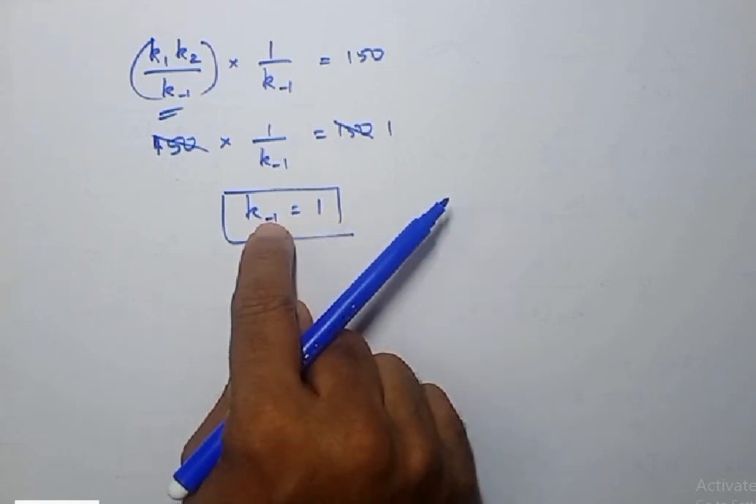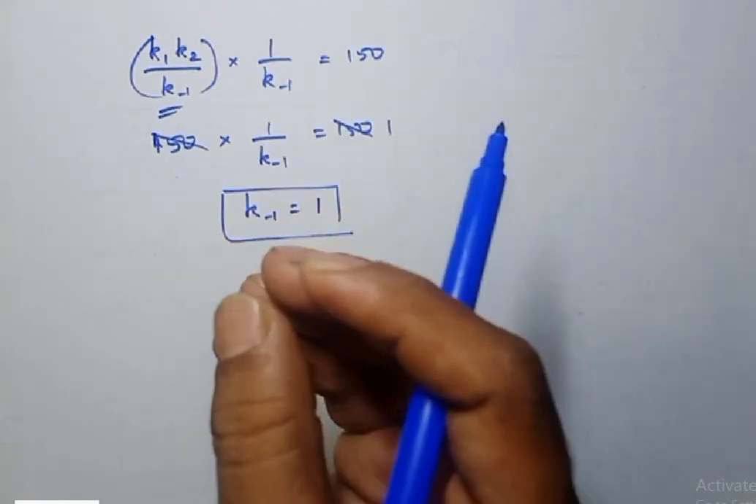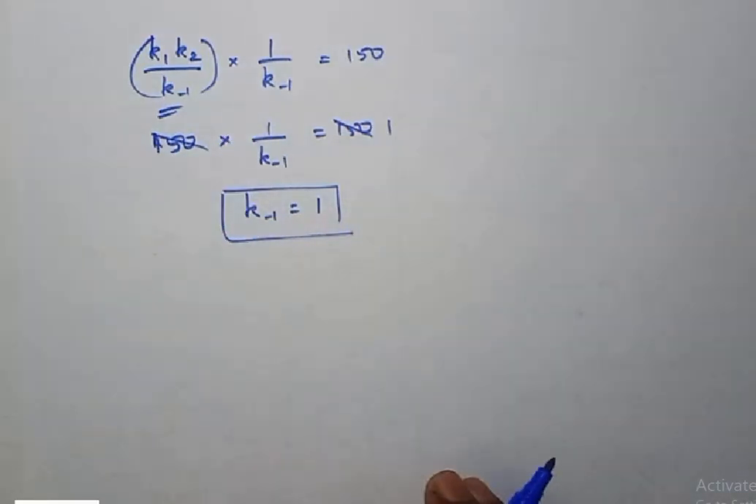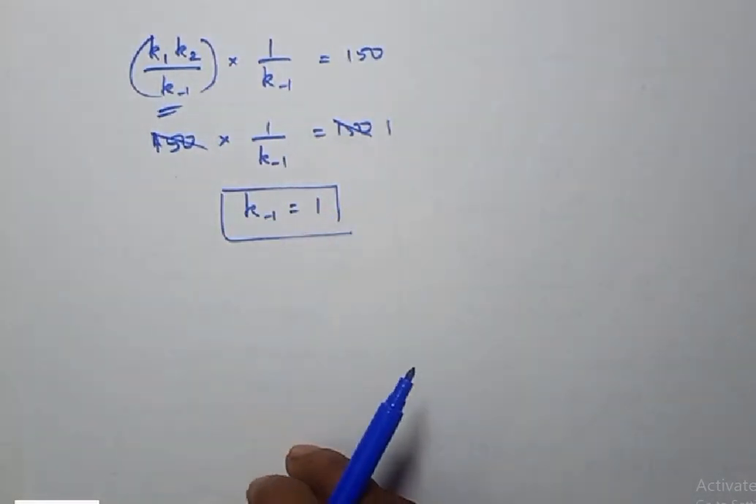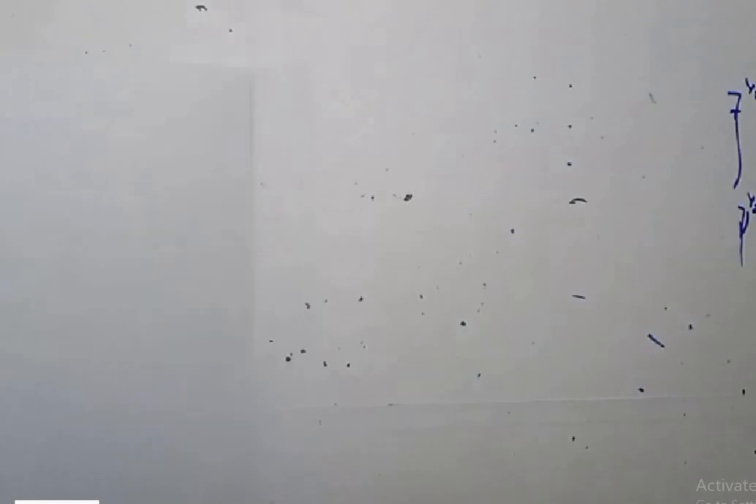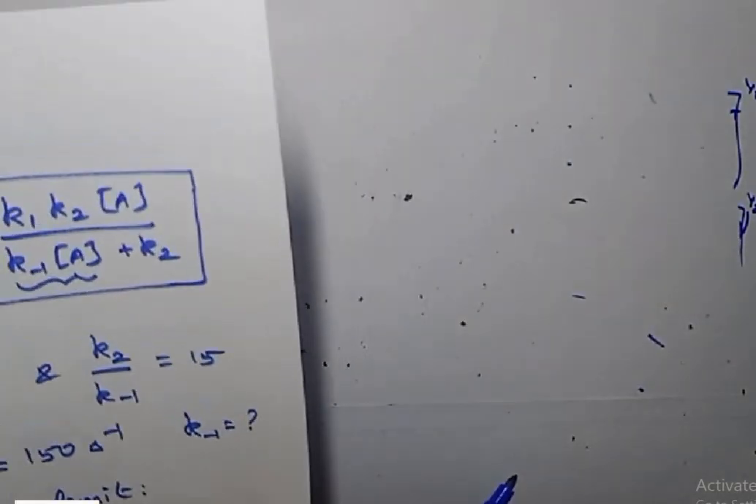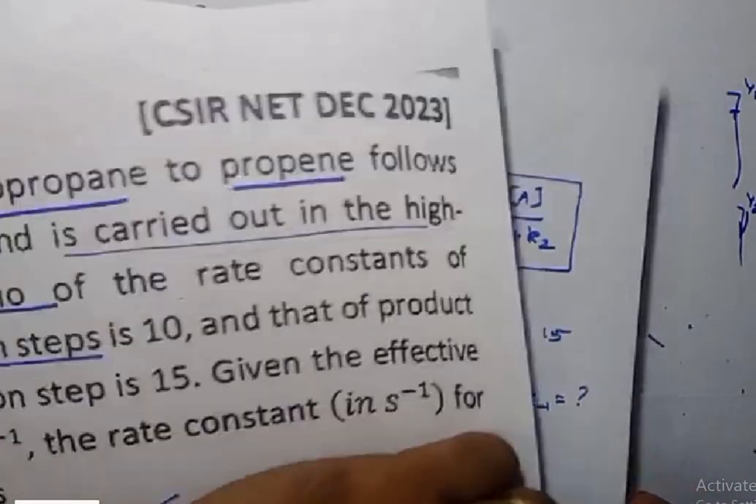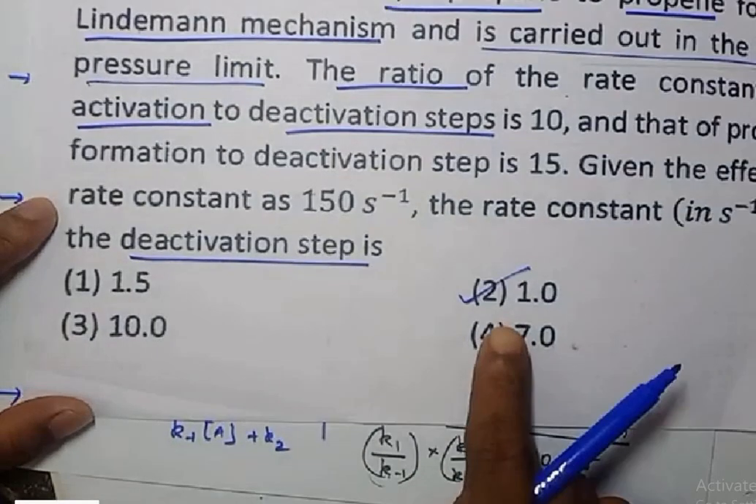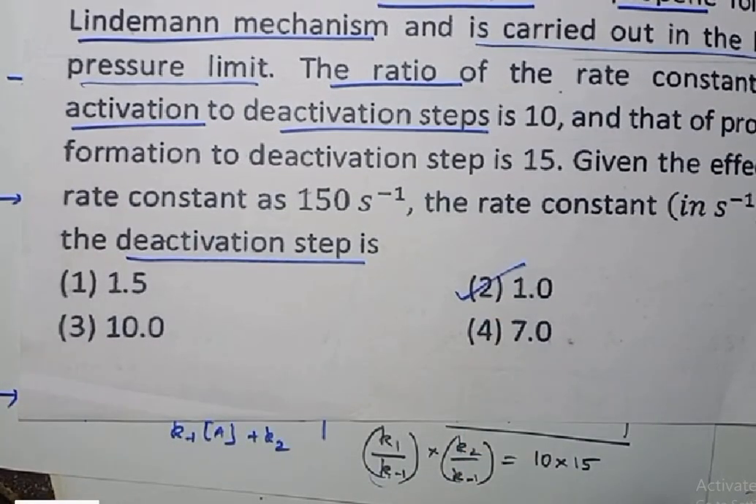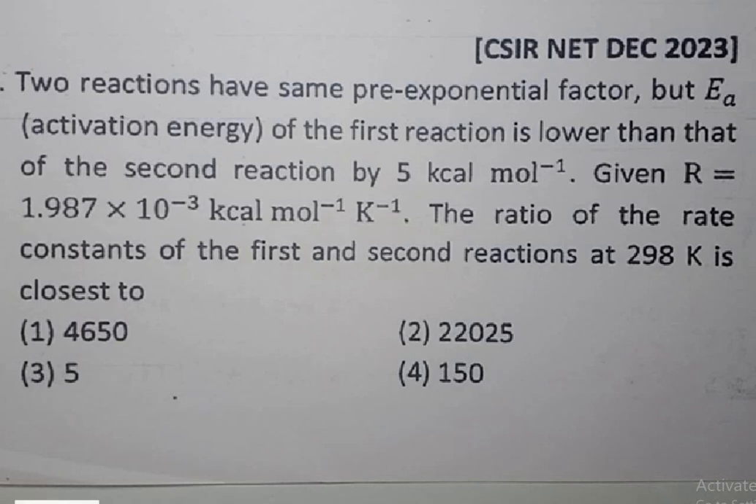What is K minus 1? It is nothing but the rate constant for the deactivation step. This is what we need to find out. So the correct option for this question is option B, the second option. I just read out the question.